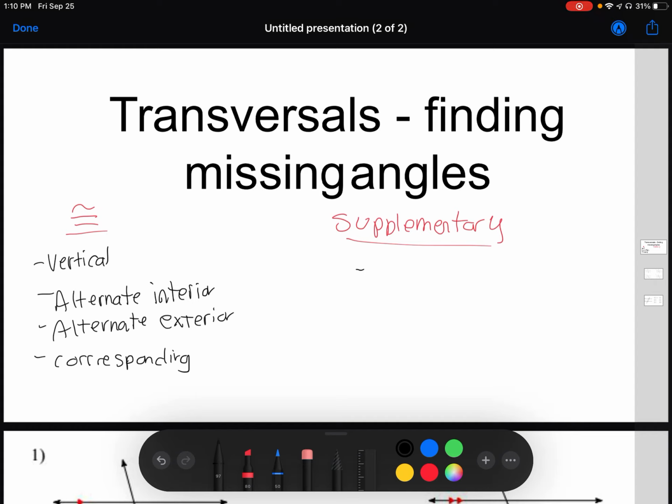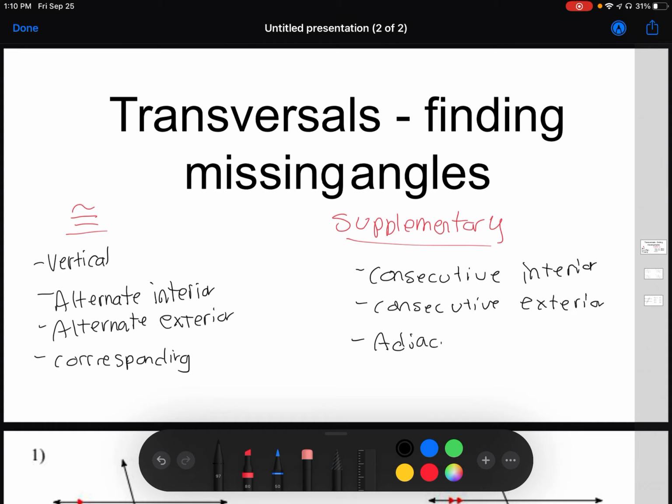Supplementary angles are the consecutive interior, consecutive exterior, and also if you have any adjacent angles, when the ones that are next to each other, those are also supplementary. And just a reminder, supplementary means that they add to 180.